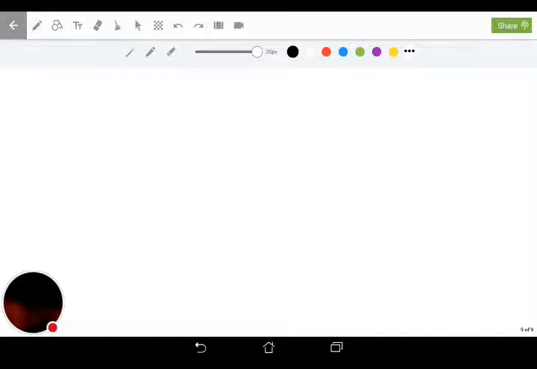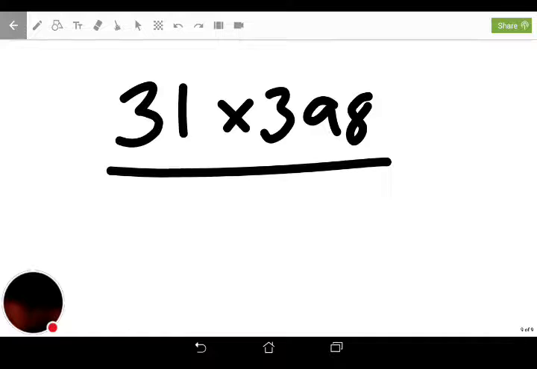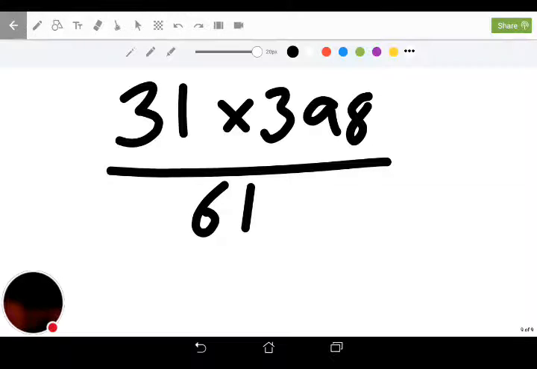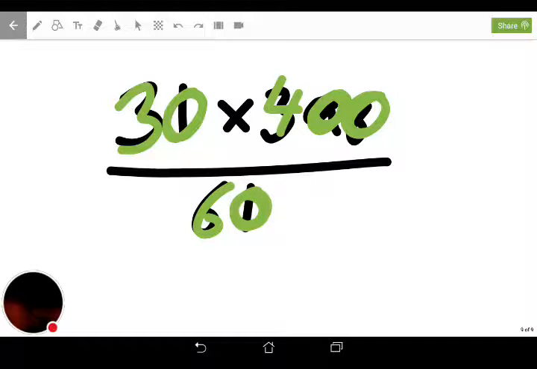Next question, a little bit more mathsy than the last one was. So this one is 31 times 398 divided by 61. So we're back to the old estimation style questions. Again, all I need to do is start to round to easier numbers, to one significant figure. So 31, I'm going to round that to 30. 398, I'm going to round that to 400. It's much easier to work with than 398. And 61, I'm going to round it to 60. Always round to the easiest number you possibly can.